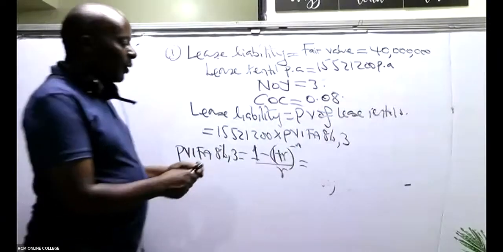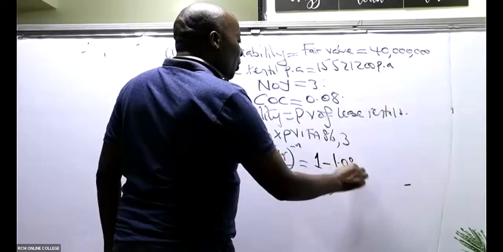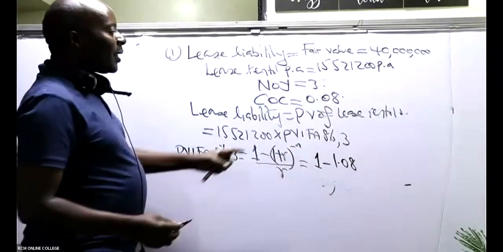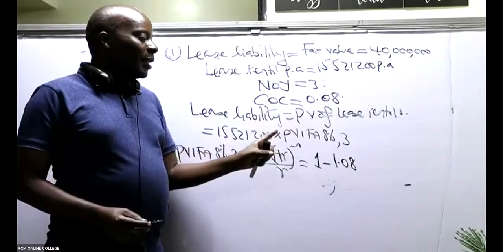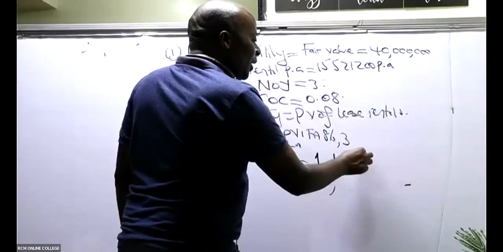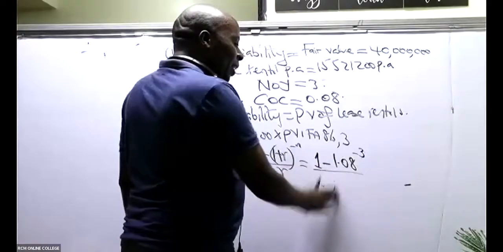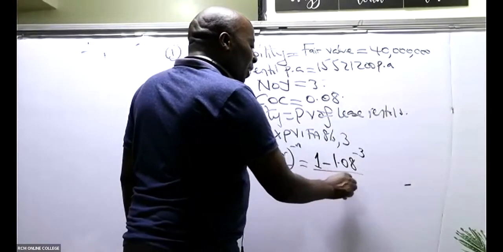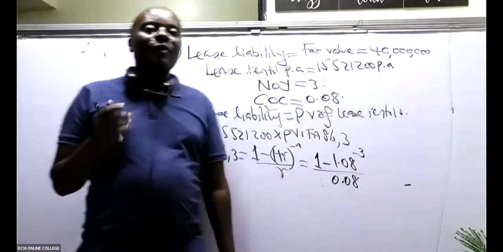So then this one here will be 1 minus 1.08, because I know R is 8%. You see, 1 plus 0.08 is the same as 1.08, raised to negative n. In this case, our n is 3 years. And then you divide this by R, which will be 0.08.